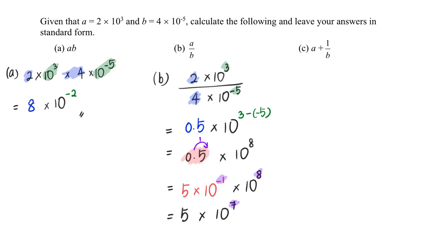Last part of the question, we will have A plus 1 over B, meaning 2 times 10 power 3, I'm going to add 1 over 4 times 10 power negative 5. So this one will be equal to, so I'm going to do this. 2 times 10 to the power of 3 is 2000.